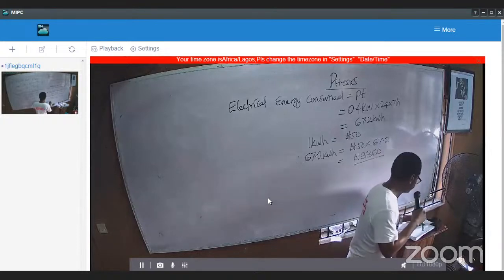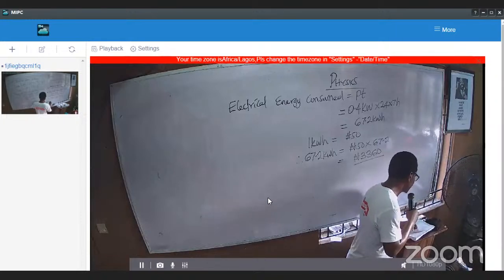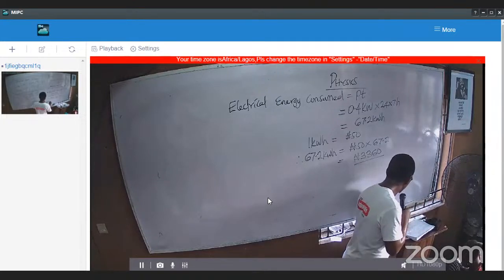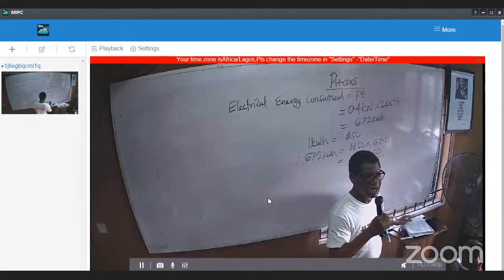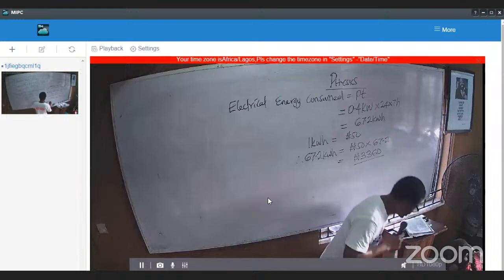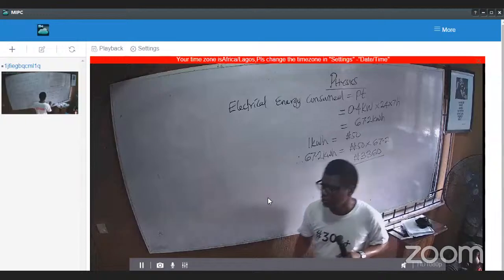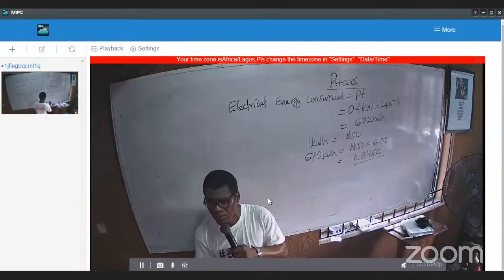Two lamps rated 100 watts and 250 watts are used for 10 hours. Full stop. Calculate the cost of lighting the lamps.